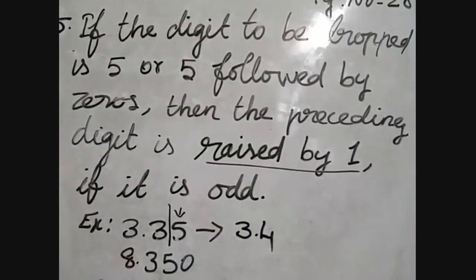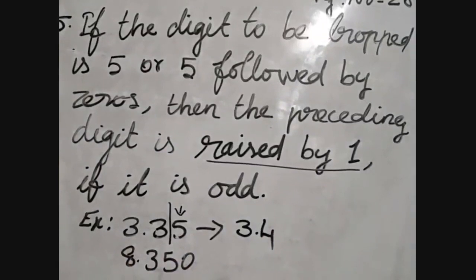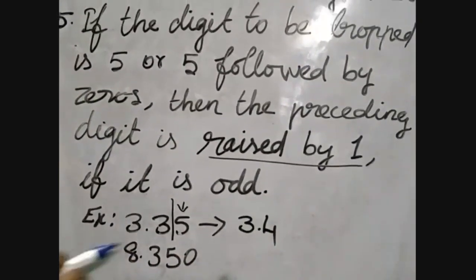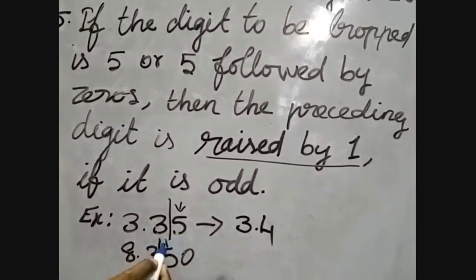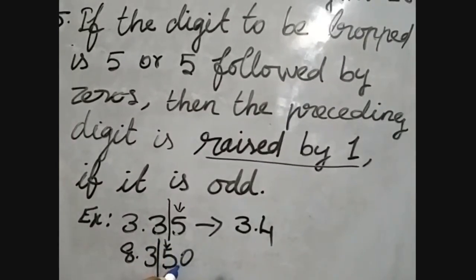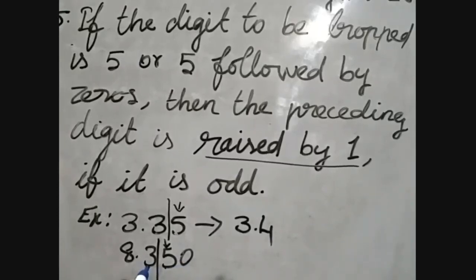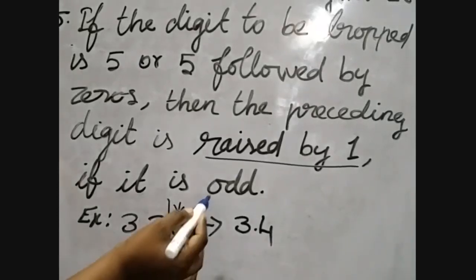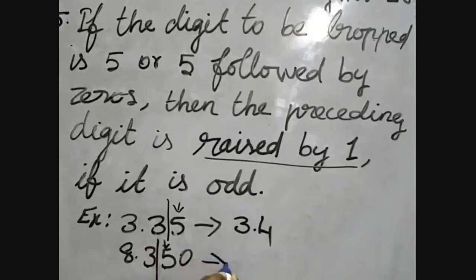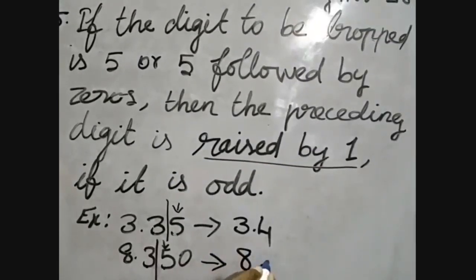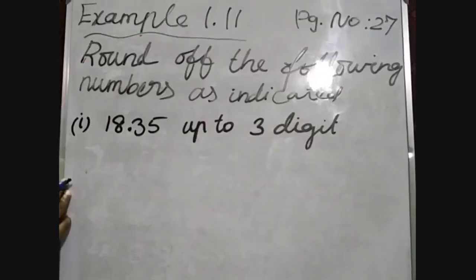The second one, 8.350. Here we have a 4-digit number. Now we are going to round off this into 2 digits. The digit to be dropped is 5 followed by zeros. So look at the preceding digit. This one is 3, which is odd. So this 3 will be raised by 1. So the rounded number is 8.4.